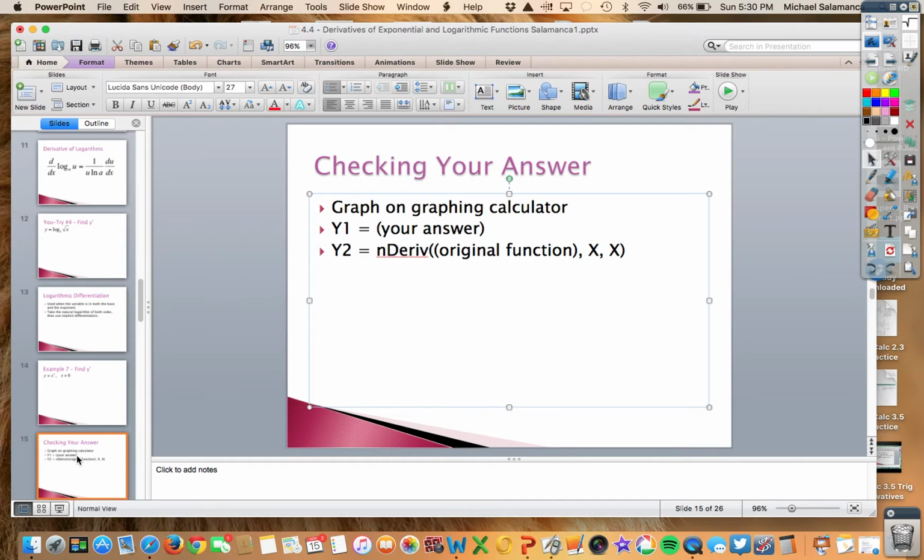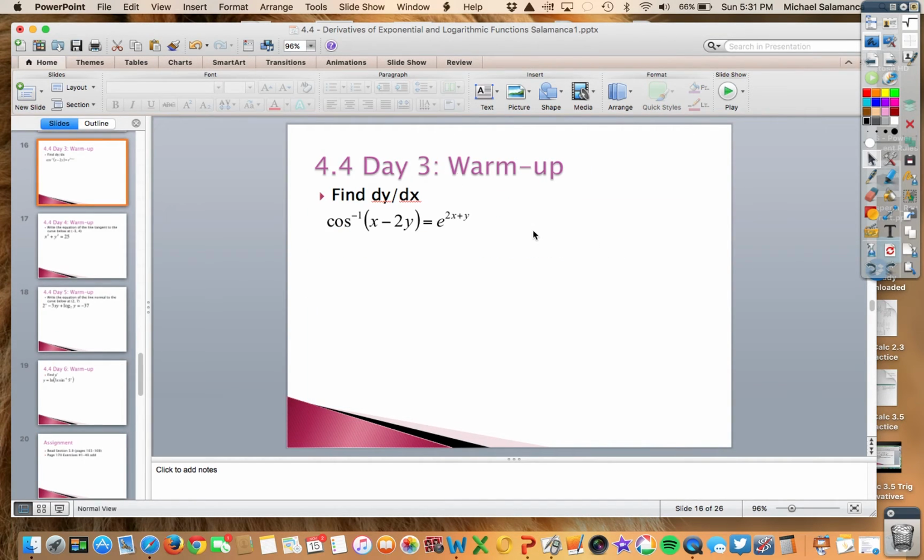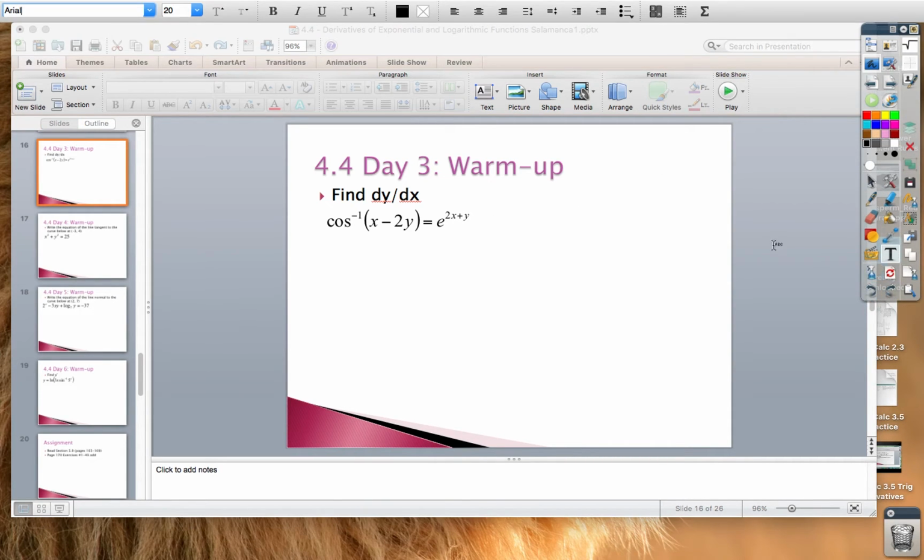So let's take a look at another problem. For this one, I want you to now find the derivative of cosine inverse of x minus 2y equal to e to the 2x plus y. Remember, our rule for cosine inverse is that it becomes negative 1 divided by the square root of 1 minus u squared times du. So just to clarify, u is equal to x minus 2y, du is equal to 1 minus 2 dy/dx.